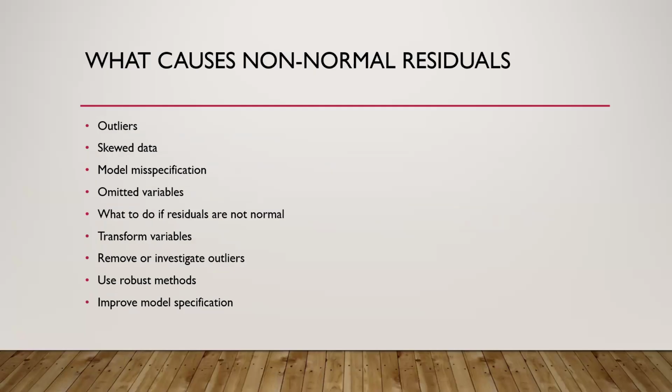Now, what to do when you have that problem? Number one, transform the data, which we will definitely do today. We'll transform the data or remove or investigate the outliers. Use a robust model or improve the model specification. Check your model. It's important when you are working that you check your model.